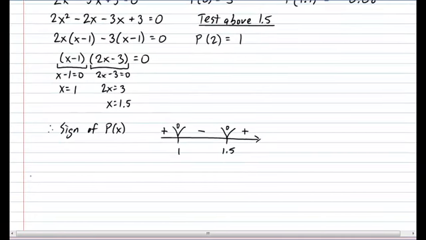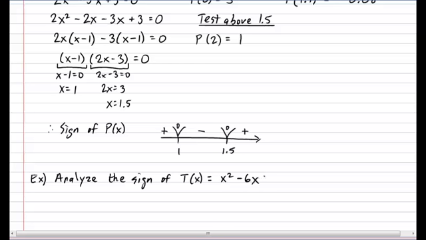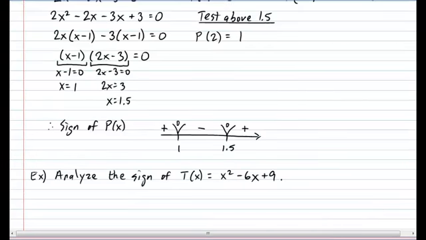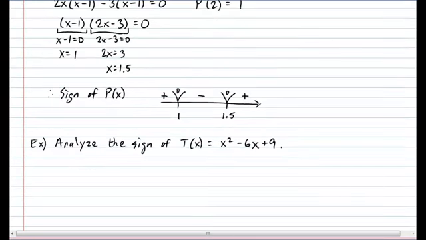This is an interesting one. So please put example. I want you to analyze the sign of this one. Let's call it, how about t of x? I want it to be x squared minus 6x plus 9. I want you to pause the video and give it a shot now. Alright, let's see how you guys did.